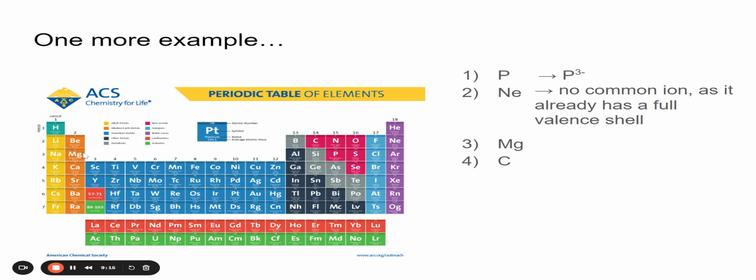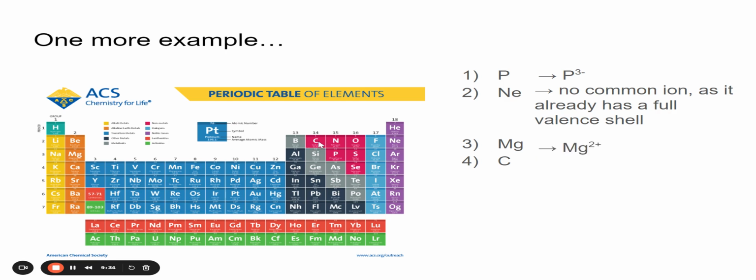All right, magnesium. Magnesium is in column 2, so it has 2 valence electrons. It could either lose 2 or it could gain 6. It's easier to lose 2, so it's going to be magnesium 2+.